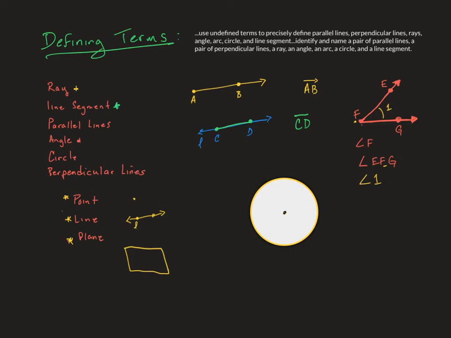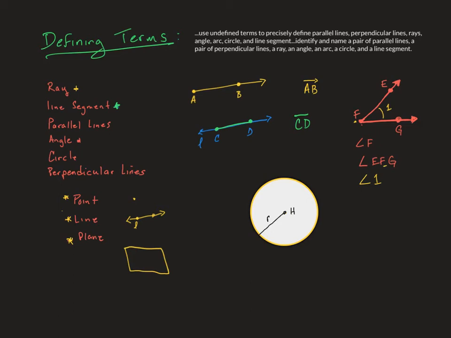A set of all points in a plane that are a given distance away from a given point called the center. So this could possibly be center H, or circle H in this case. So we have circle H, and I know that this distance right here is going to be my radius, and that is going to be the same distance all around my circle.